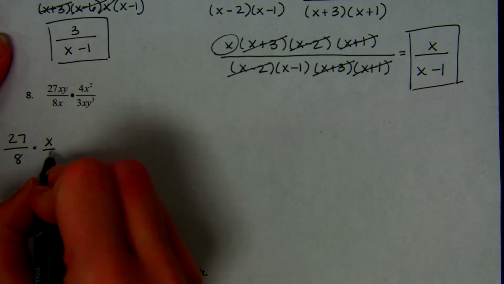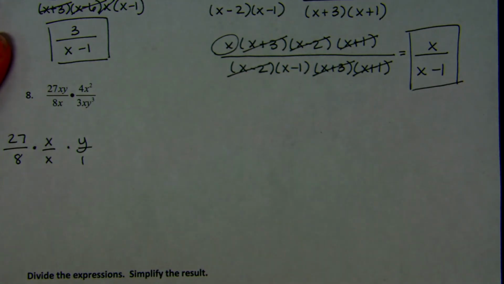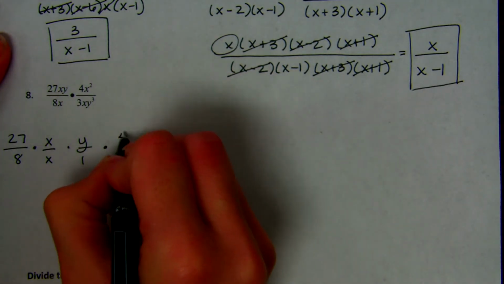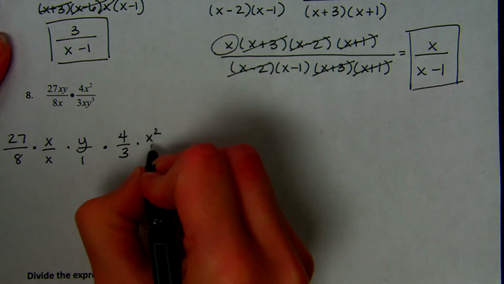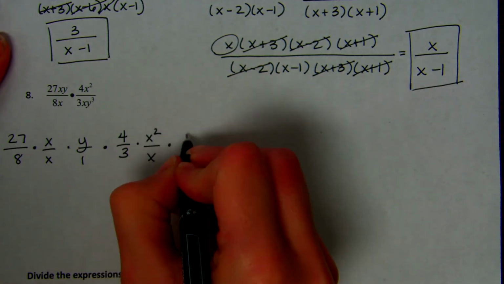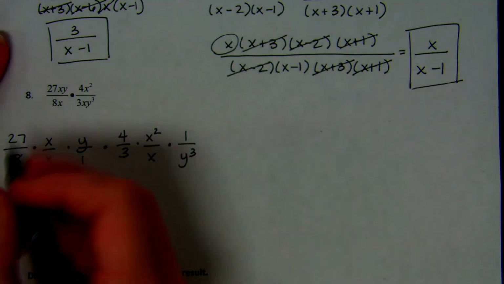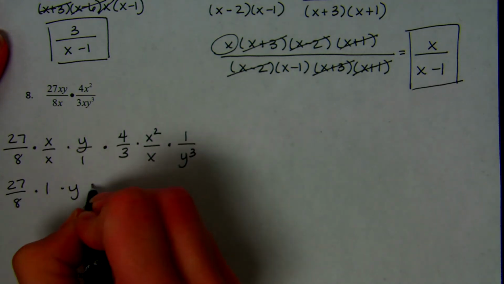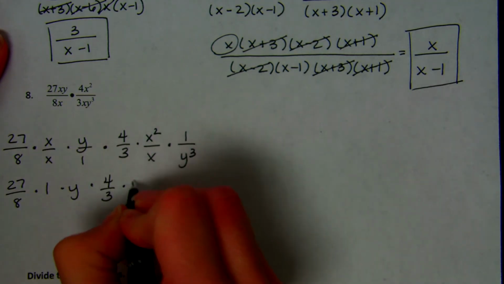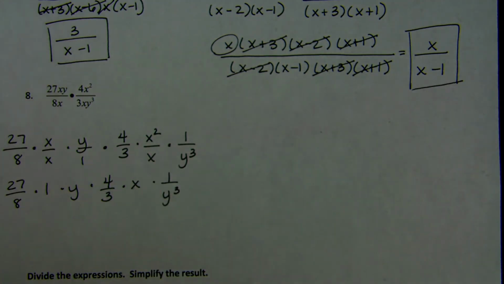times x over x times y over 1, right? Because there isn't another y. And then times the 4 over 3 times x squared over x times 1 over y cubed. Okay, so this is 27 over 8 times 1 times y times 4 over 3 times x times 1 over y cubed. You know, again, put the things together that go together.